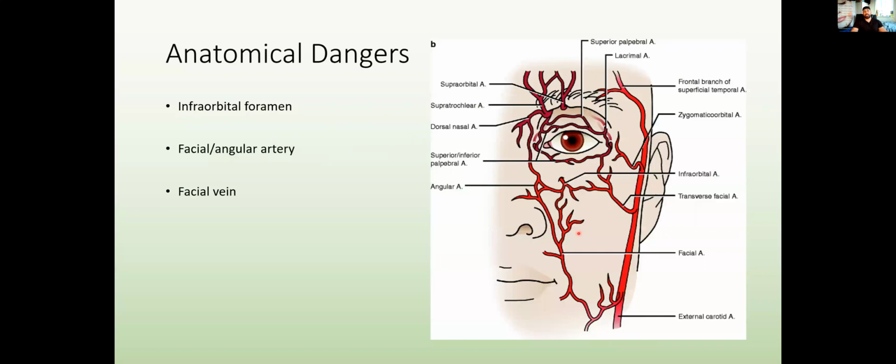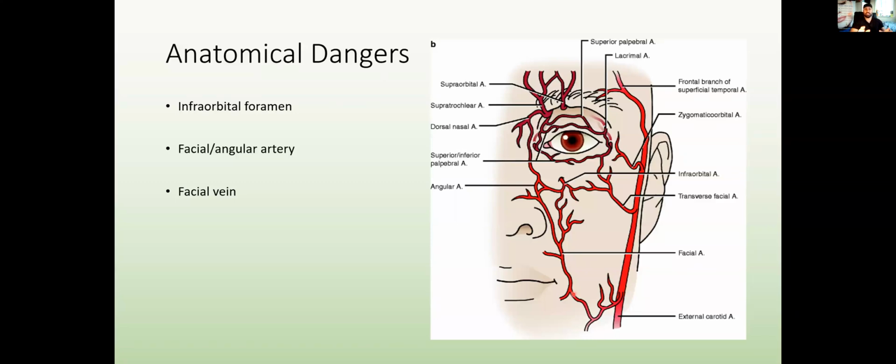So what are the anatomical dangers in the face? Now, I briefly spoke about this region here, which is the infraorbital foramen. In most patients, around 75 to 85% of them, it's in the medial limbal line. In the remainder, it tends to be in the mid-pupillary line.